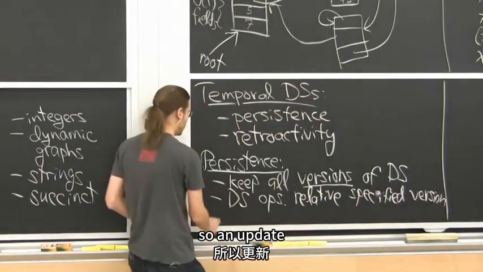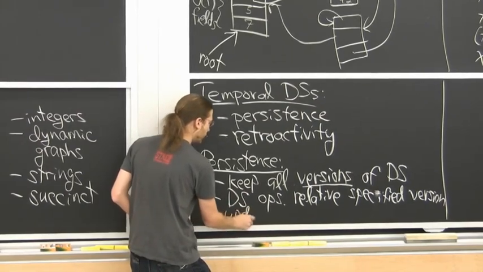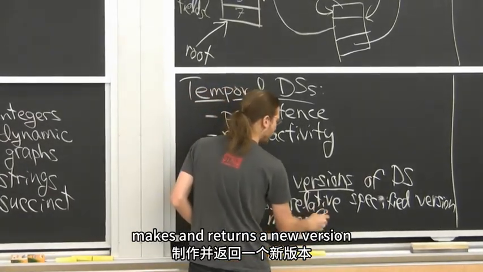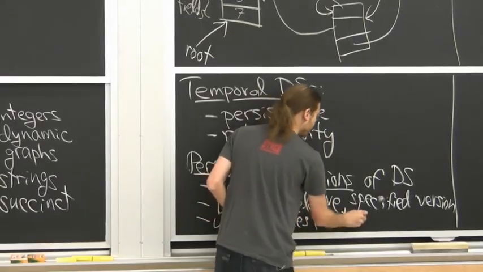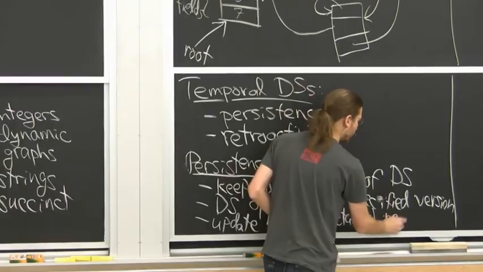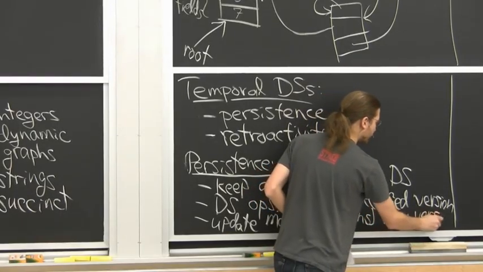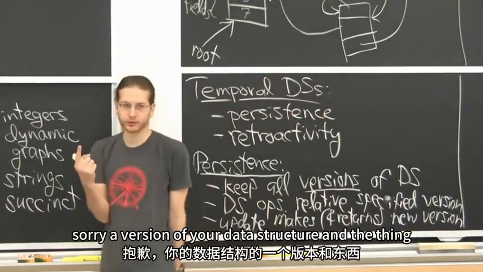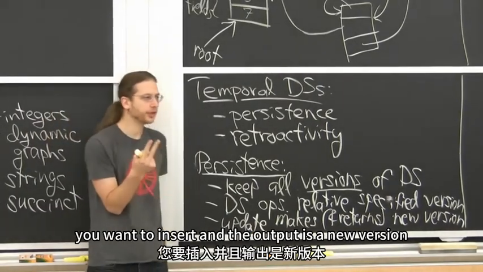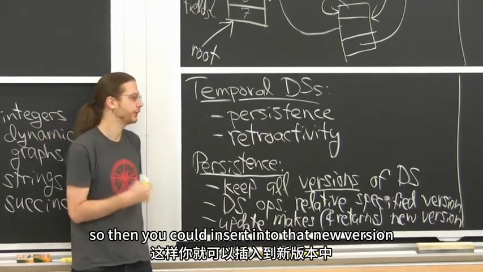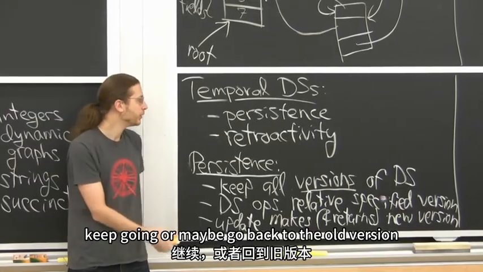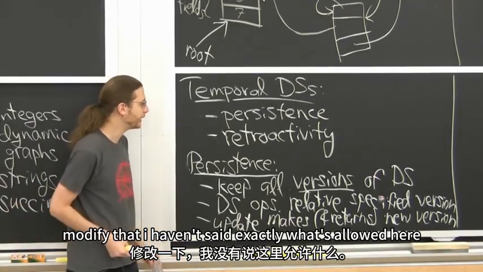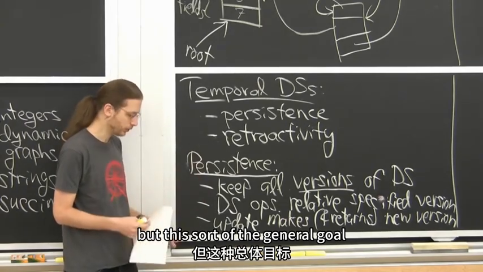So an update makes and returns a new version. So when you do an insert, you specify a version of your data structure and the thing you want to insert, and the output is a new version. So then you could insert into that new version, keep going, or maybe go back to the old version and modify that. I haven't said exactly what's allowed here, but this is sort of the general goal.